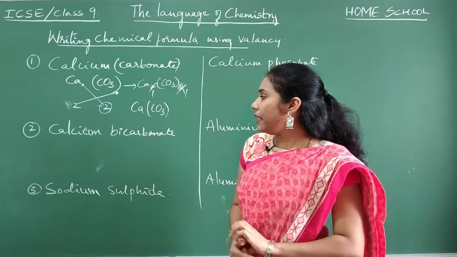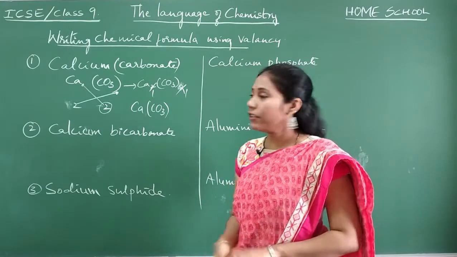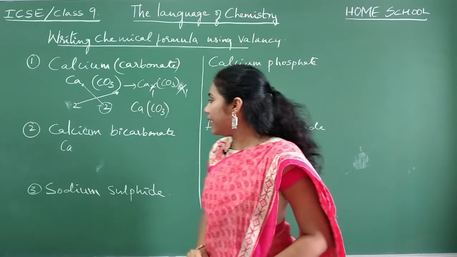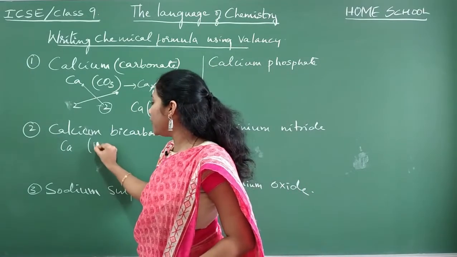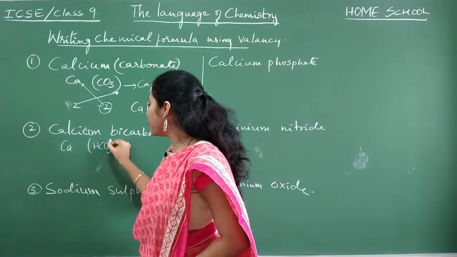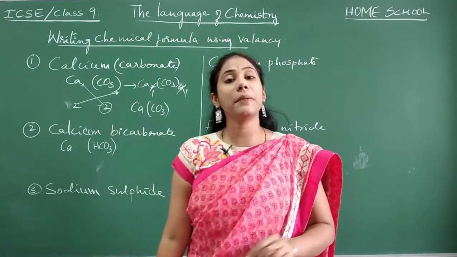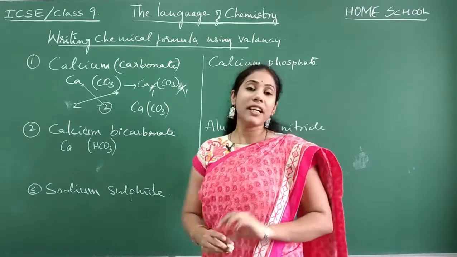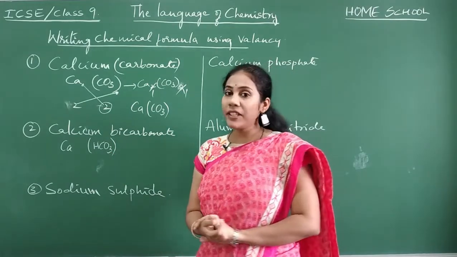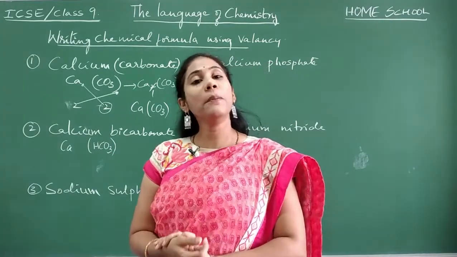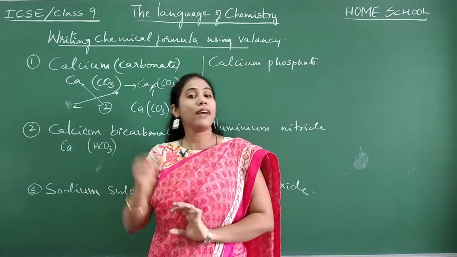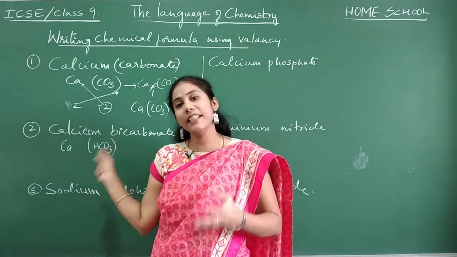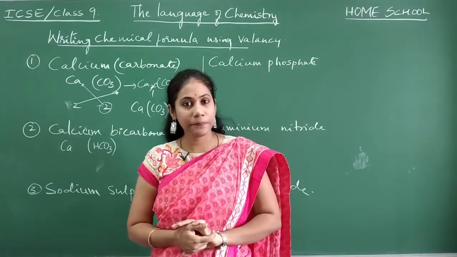Coming to the next example, calcium bicarbonate. In a similar way, the calcium symbol is Ca. Bicarbonate is what polyatomic group? HCO3 is called the bicarbonate group. You have to be very, very careful with polyatomic groups. Definitely you must know some common polyatomic groups with their valencies. Otherwise you cannot write the chemical formulae that easily.